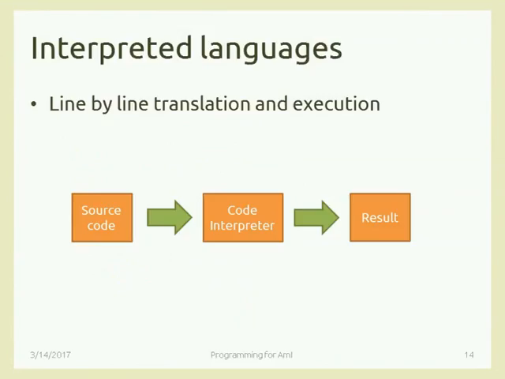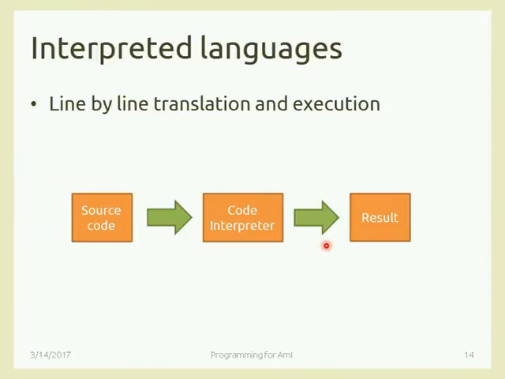Instead, interpreted versus compiled languages. An interpreted language is a programming language that performs a line-by-line translation and execution. So you have your source code, and you have an interpreter that takes one line of the source code at a time and translates it into a lower level language, we can say, and executes the program line by line.